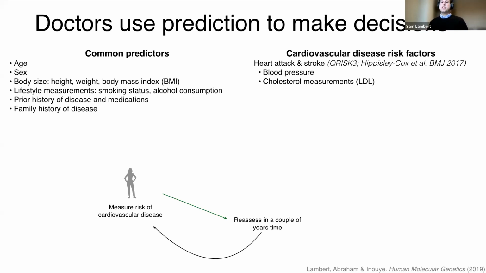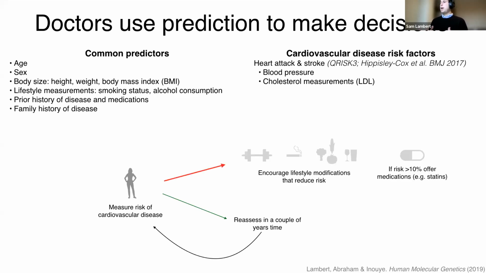But these risk predictions can also identify the unlucky few among us who are at highest risk of a heart attack over the next 10 years or so. The doctors might then encourage you to make lifestyle modifications that reduce risk: exercising, reducing smoking, changing your diet, reducing alcohol intake, or they might recommend different medications that might reduce your risk.